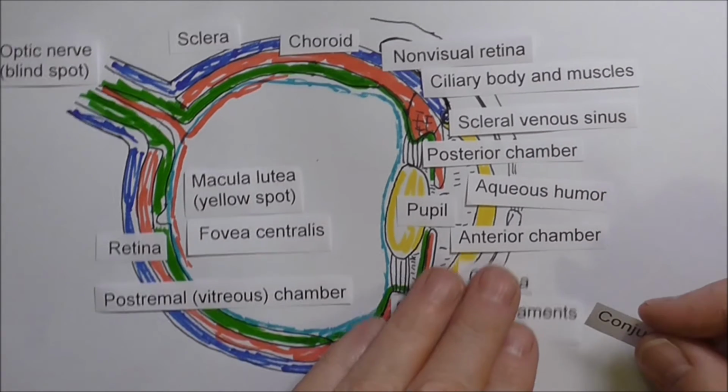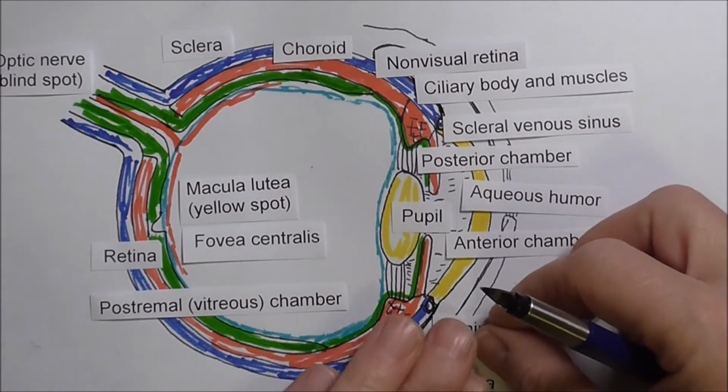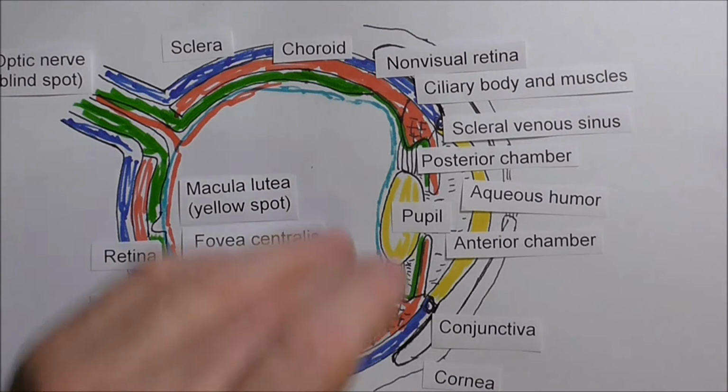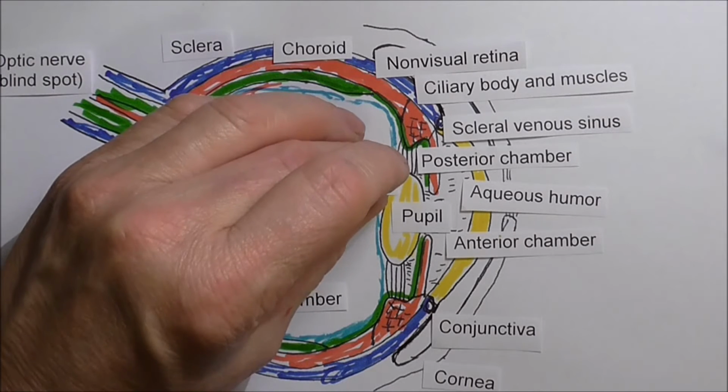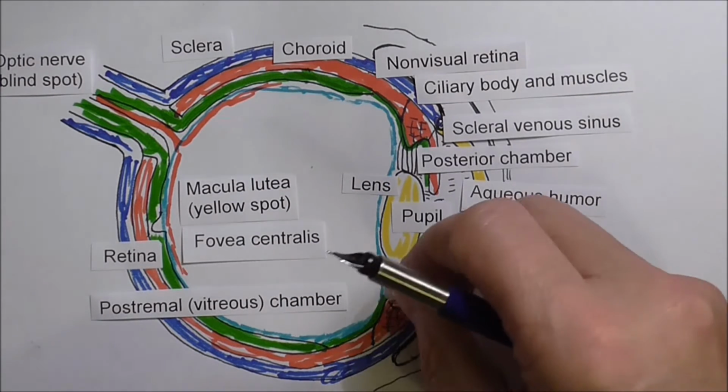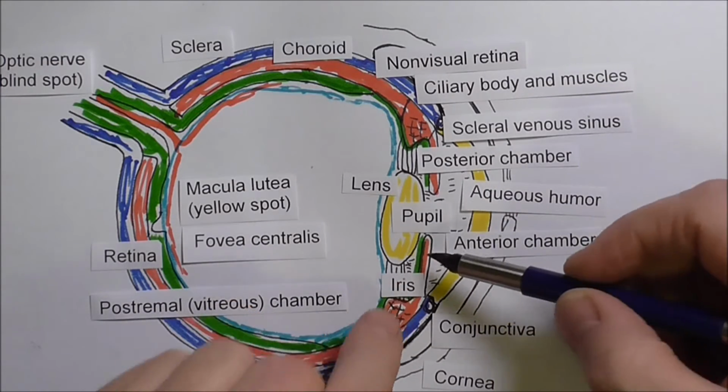Conjunctiva, this layer lining the white of the eye. The lens, that clear bit there to focus the light, and the iris, that coloured part at the front of the eye.